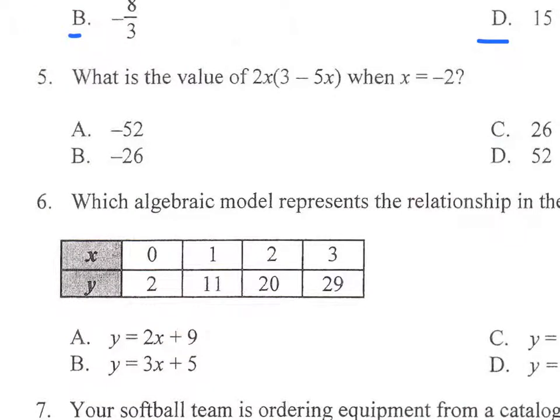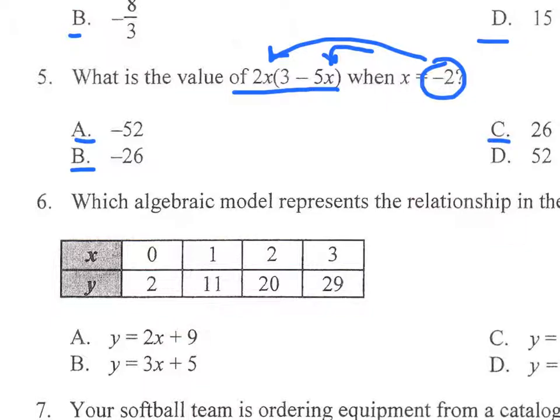On number 5, what is the value of 2x times the quantity 3 minus 5x when x equals negative 2? So just plug it in, okay, and work it out. Do you get A, negative 52, B, negative 26, C, positive 26, or D, 52? Again, hit pause and give yourself some time to work.